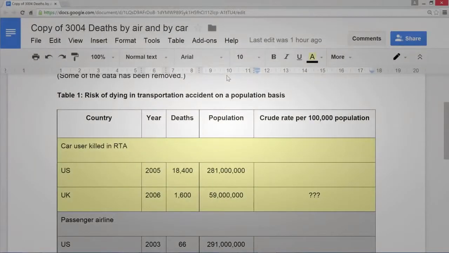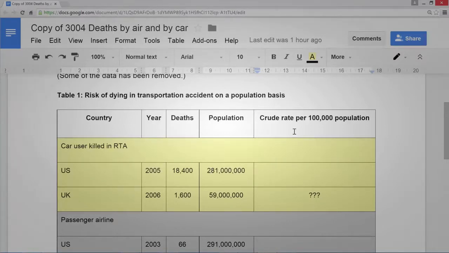Following 9/11, there's been an increased use of cars for travel, and that's resulted in more car accidents. This table shows the number of deaths by air and by car in the US and in the UK. If you have a look at the table, for instance, in 2005 in the United States, there were 18,400 deaths by car, and the population at the time was 281 million.